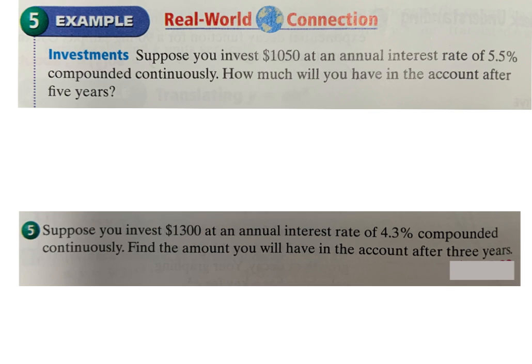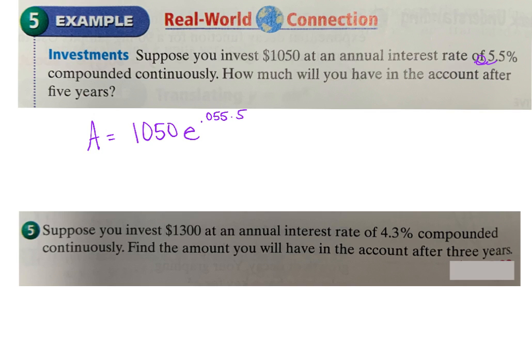So let's look at how this works. Suppose you invest $1,050 at an annual interest rate of 5.5% compounded continuously. How much will you have in the account after 5 years? So we have A, which is what we're solving for. Our initial amount, that's our P, 1,050, times E to the R. Our interest rate is 5.5%. How do I write that then? 0.055. Yep, 2 decimal places over. So I'm going to take that 5.5 and move it over and fill in a 0. So 0.055 times how many years? 5.